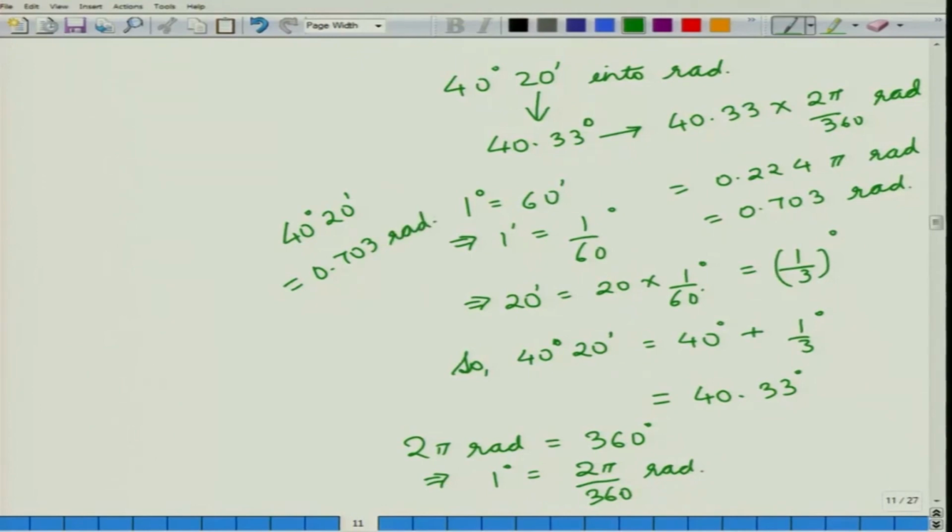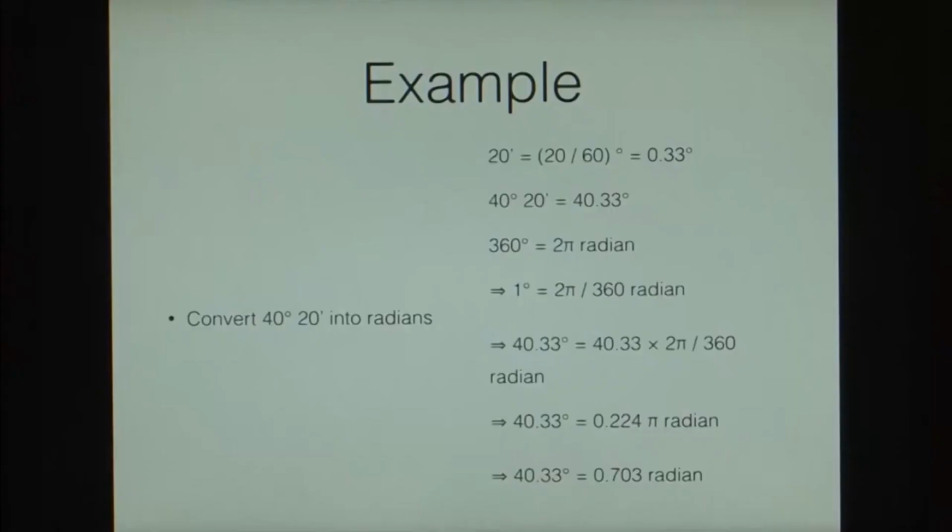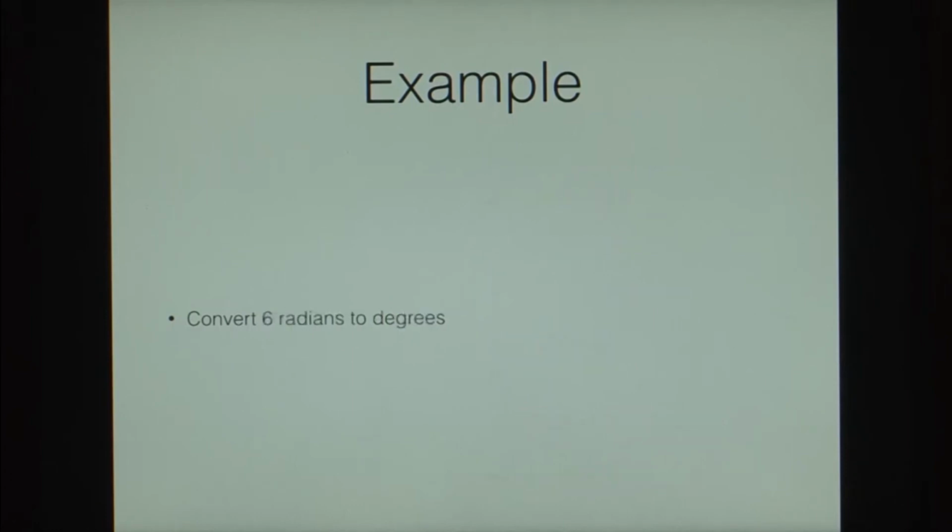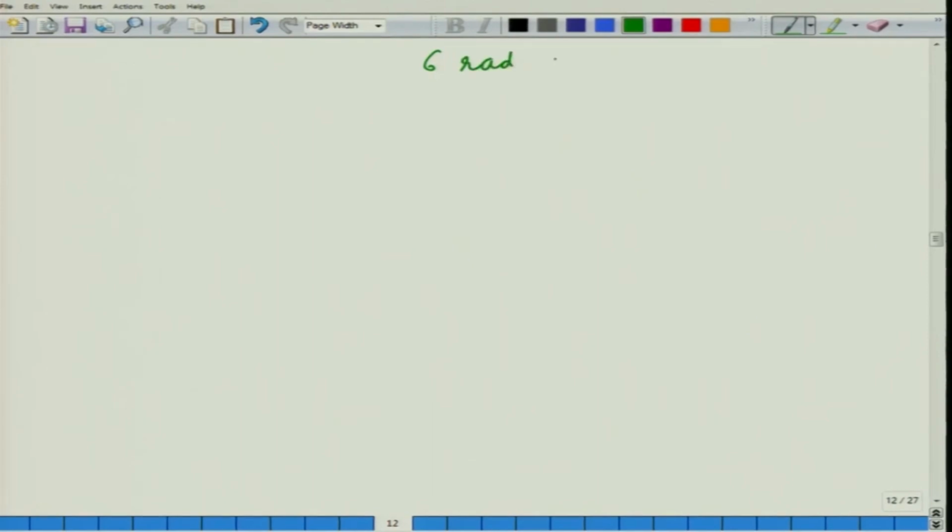So, now we can convert a degree measure into a radian measure. This is how the calculation goes. Now, can we convert radians into degrees? It follows a very similar procedure. Let us look at this next example. Convert 6 radians into degrees. So, we have a measure of 6 radians and we want to convert it into degrees.